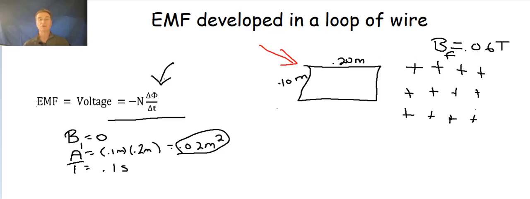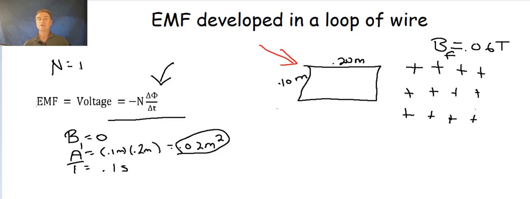Okay, so my equation, if I look at it up here, is the voltage or the EMF that gets developed in the loop is going to be minus the number of loops of coil. Well, in this case, I only have one, so N is equal to 1, times the change in the magnetic flux, delta phi, divided by the change in time. Well, the change in time is 0.1 seconds, so we already have that.